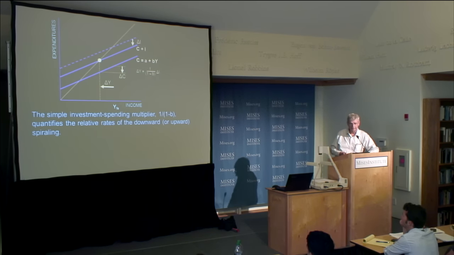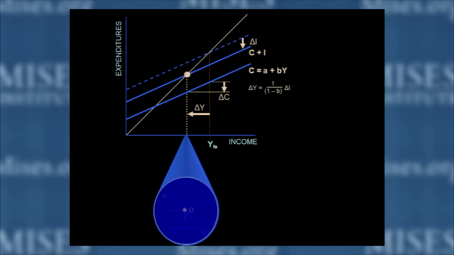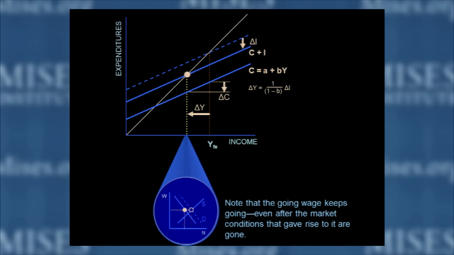And you don't have any prices or interest rate in this equation. The simple spending multiplier is 1 over 1 minus b, which you see there in the equation. It quantifies the relative rates of downward and upward spiraling. And now we have the labor market in trouble because the demand for labor shifted down too, all right? And yet, note that the going wage rate keeps going even after the market conditions that gave rise to it are gone. You'd expect that the wages would adjust to that supply and demand equilibrium. And when you look at the whole model at this point, it makes you wonder why he titled the book The General Theory. How general is it?